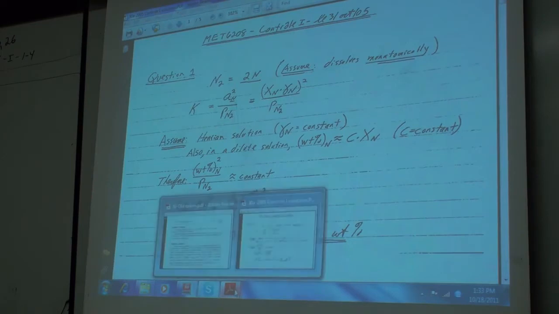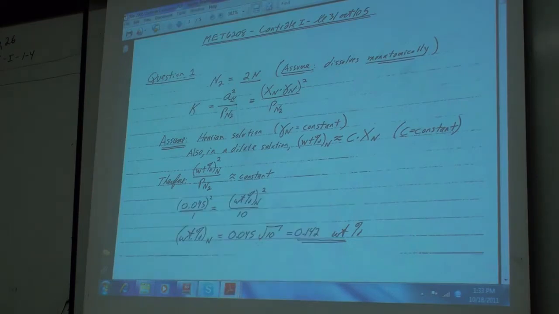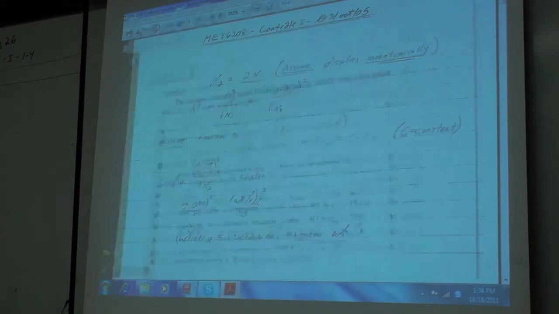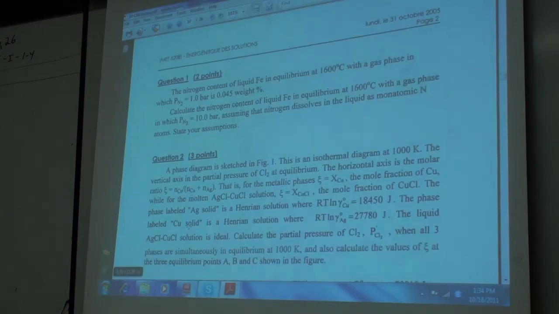Okay, let's do the 4 questions. As I said, this was a quiz from 2005, which was fairly difficult, although this particular question wasn't. So the nitrogen content of liquid iron in equilibrium at 1600 degrees with a gas phase in which the pressure of nitrogen is 1 bar is 0.045 weight percent. Calculate the nitrogen content in equilibrium with a gas phase in which the pressure is 10 bars, assuming it dissolves as monatomic nitrogen. State your suppositions.